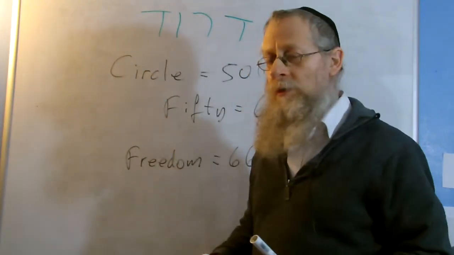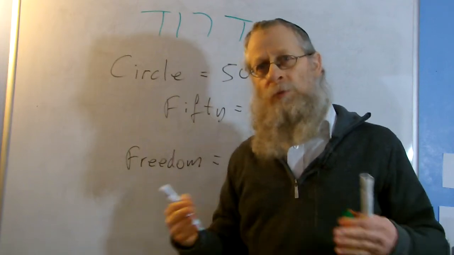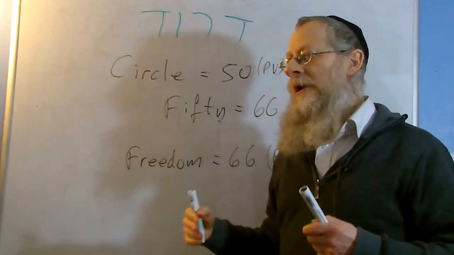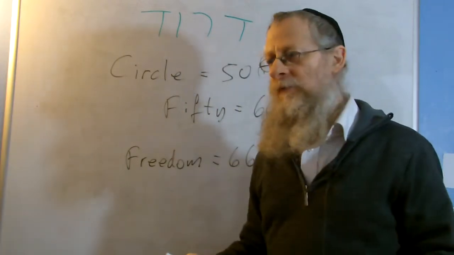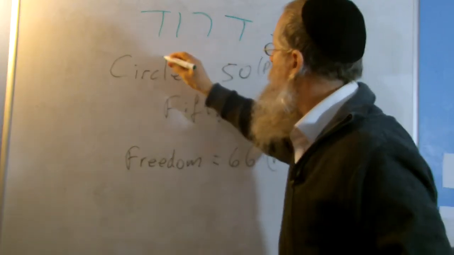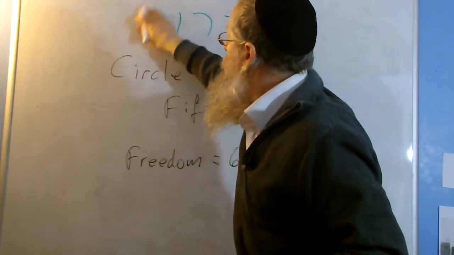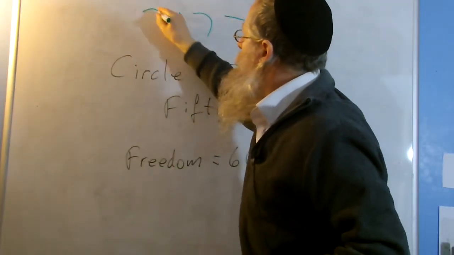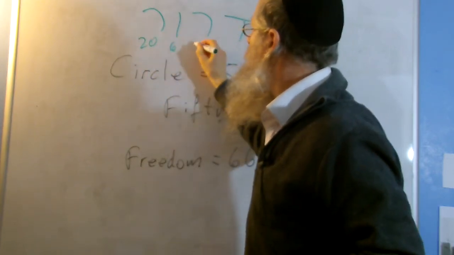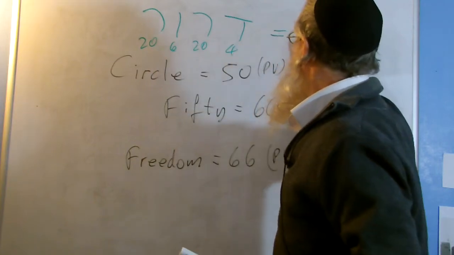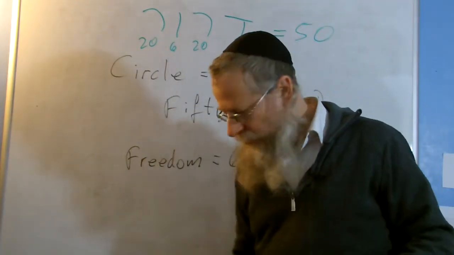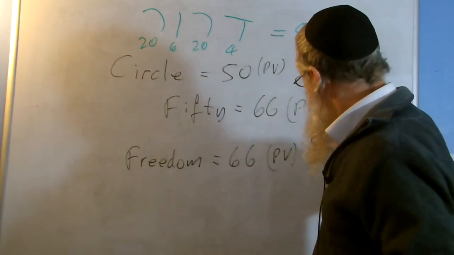So it was a Shana Dror, a year of liberation, where land went back to its original owner, where slaves went free back to their families. And the word Dror in placement value, sorry, I'm not reading it right, Dror, so we've got Dalet, Resh, Vav, Resh. That's the 4th letter, 20th letter, 6th letter, and 20th letter. That's also 50.